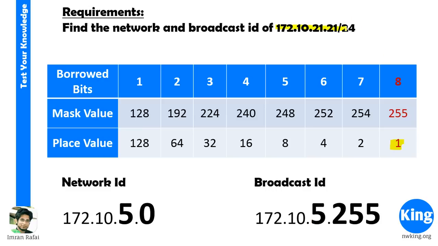I'm looking for 172.10.21.21, which means I should be looking for the network ID 172.10.21.0, and the broadcast ID is 172.10.21.255. Is this number in between the network ID and broadcast ID? Absolutely. So this is the answer they're looking for: 172.10.21.0 to 172.10.21.255. Fantastic.